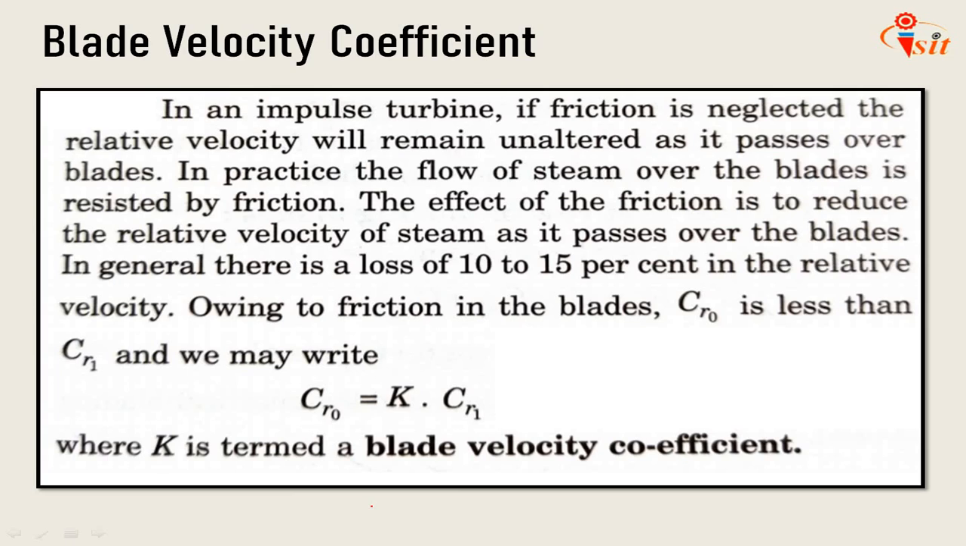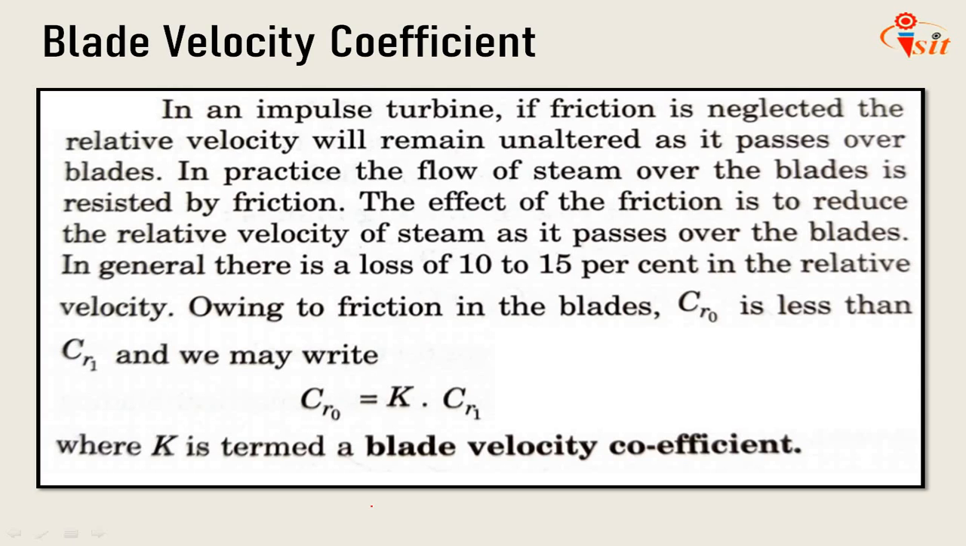Now the next parameter is the blade velocity coefficient. In an impulse turbine, if friction is neglected, the relative velocity will remain unchanged as it passes over the blades. We have already discussed that. In practice, the flow of steam over the blades is resisted by friction. The effect of friction is to reduce the relative velocity of steam as it passes over the blades. In general, the loss due to friction is about 10 to 15% in the velocity. Owing to this friction, CR0 will be less than CR1.